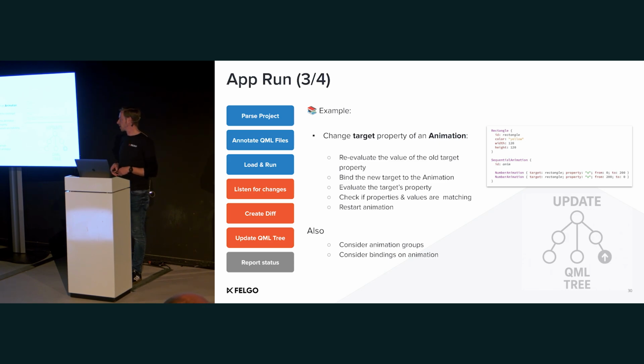And this gets even more complicated if we consider animation groups like the sequential animation that we're having here in this example, or if you're having bindings on animations, like when you're using this in JavaScript code again. So yeah, there are a lot of updates involved by just changing one property.